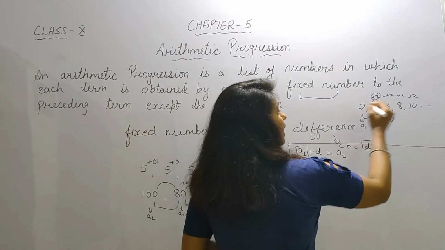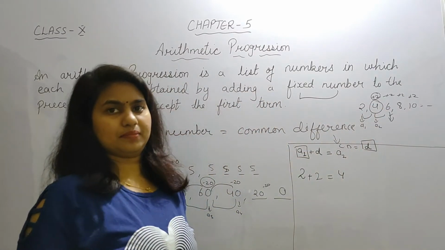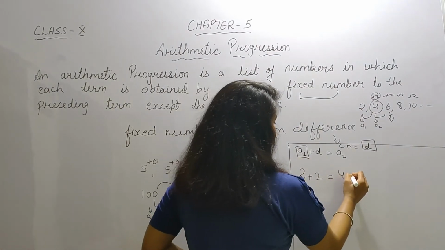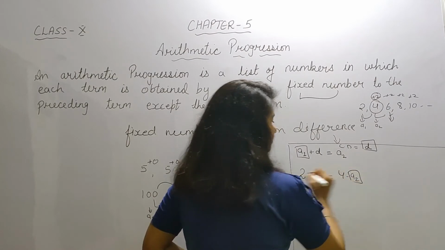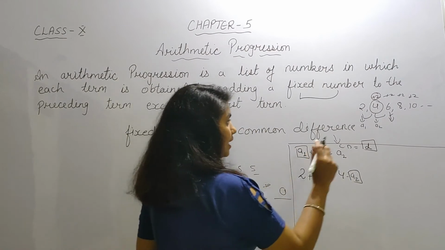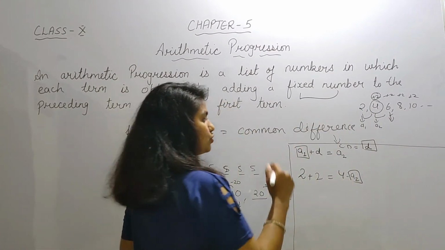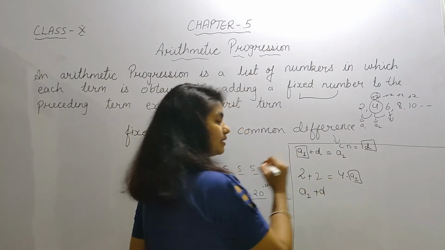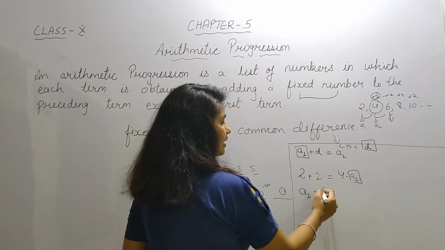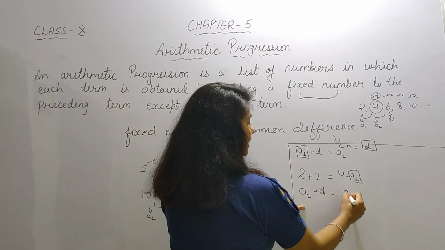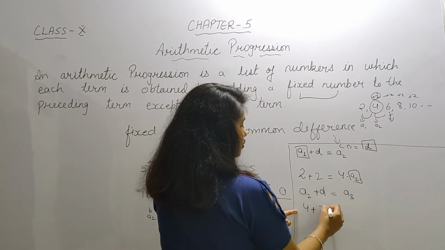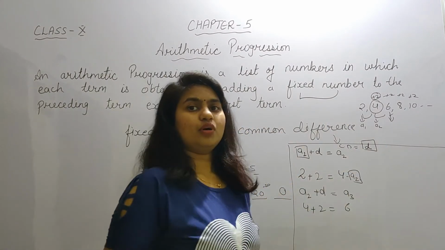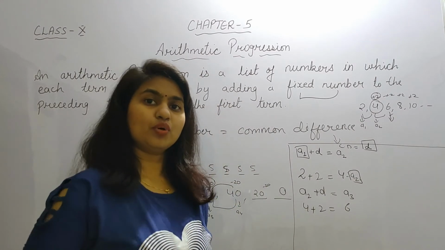If I want to know the third term, what will I do? See, this is A2. How will I get the third term? Obviously A2 plus D. To this A2 I add the common difference and I get A3, which means 4 plus 2 gives 6, right? In this manner we find more and more terms.